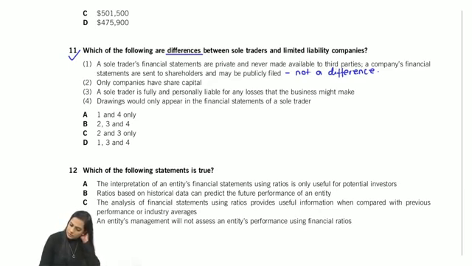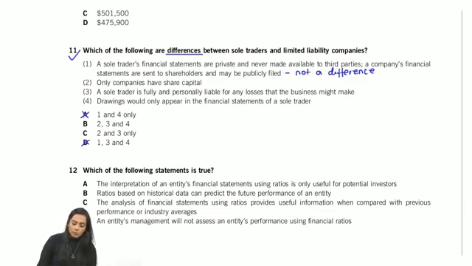It's really not, I'm just thinking about it. It's not a difference, it's just stating facts that, yes, this is what a sole trader does and this is what a company does. Okay? So A and D is not the answer.